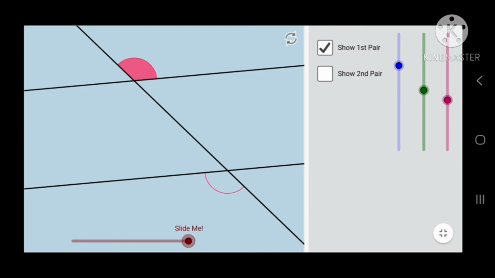Now the same thing for the second pair. Corresponding, and you can see here these two are vertically opposite. So these two are equal. Vertically opposite and corresponding. So we can say alternate exterior angles are also equal when a transversal intersects two parallel lines.